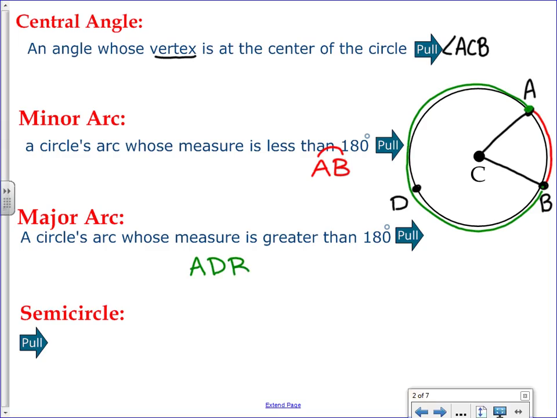So you're going to use 3 letters when you're naming the major arc, but again, you're still going to use that arc symbol. Now you can also go backwards, so if you wanted to call it arc BDA, that's fine as well.